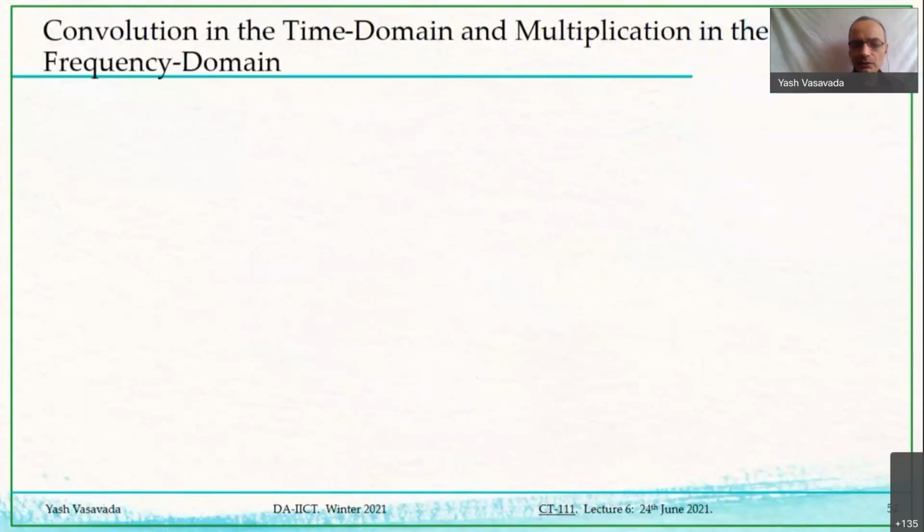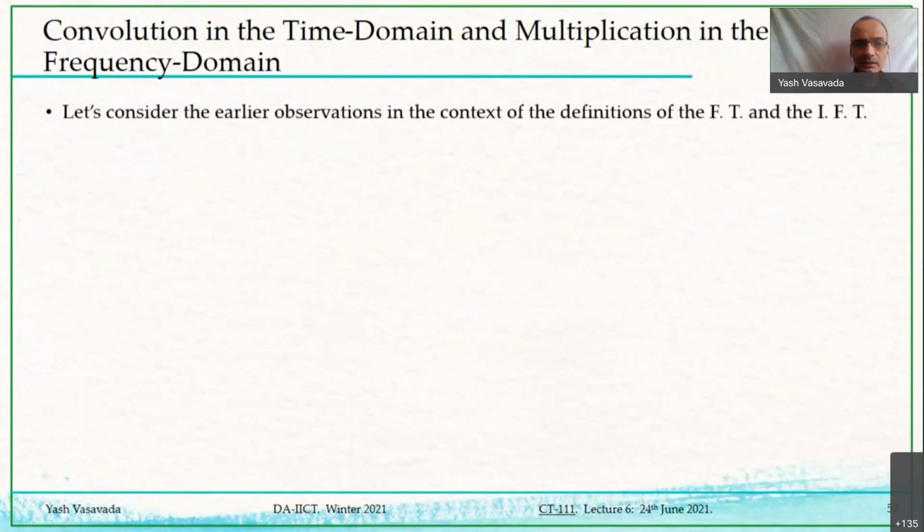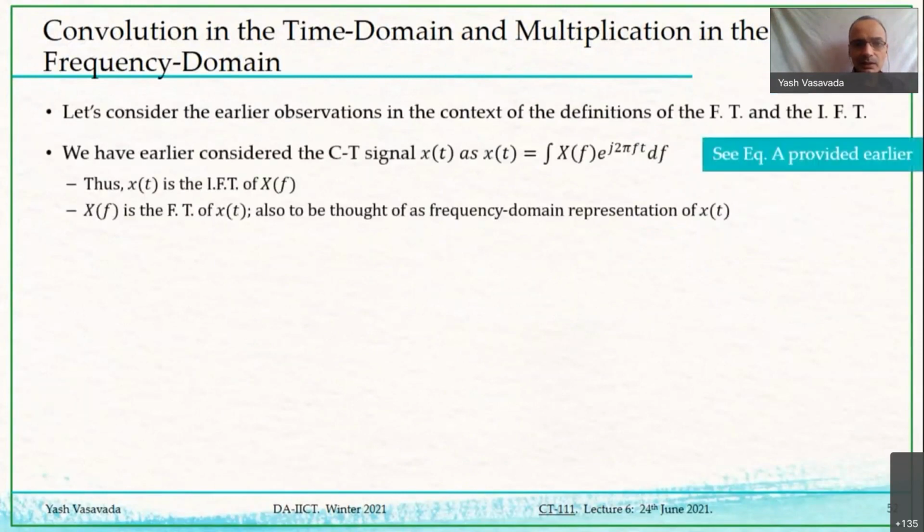Okay, so now let us begin with that time domain signal x of t. It can be written as a linear superposition of a lot of different complex exponentials, where each complex exponential is getting weighted by this x of f.